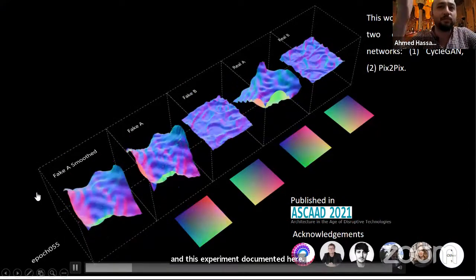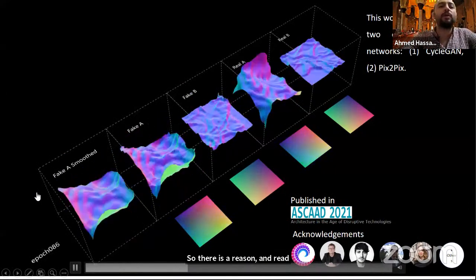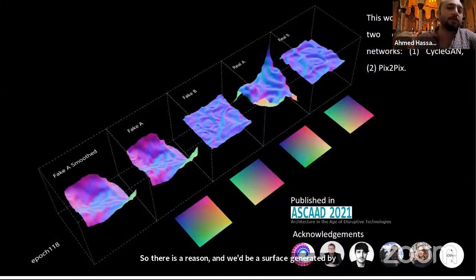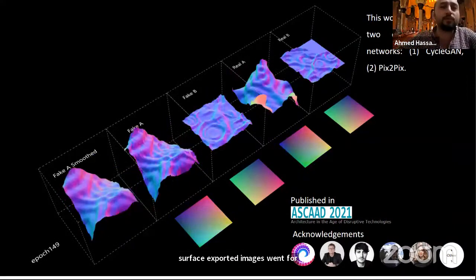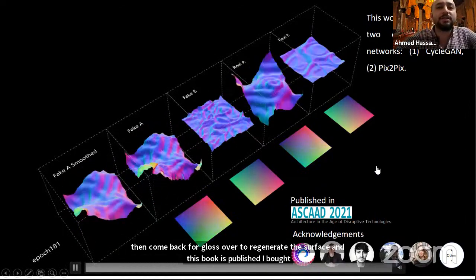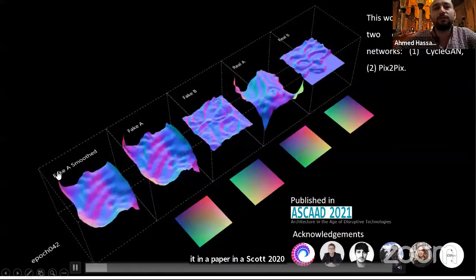So there is real A and real B: a surface generated by Rhino and Grasshopper, and another surface like a bump surface. Exported images went to the GANs network, and then came back to Grasshopper to regenerate the surface. This work is published. I published it in a paper at ASCAD 2021. You can look for it if you would like the full details.